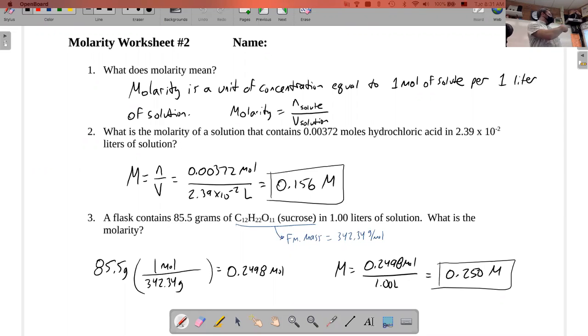So anyway, if you have these and you want to check your solutions, I think I did them right. I did them quick, but I did them this morning, like 6:30 or something like that. And I'm not awake yet. I haven't had my coffee, but they should be okay, unless I calculated a formula mass wrong or something.